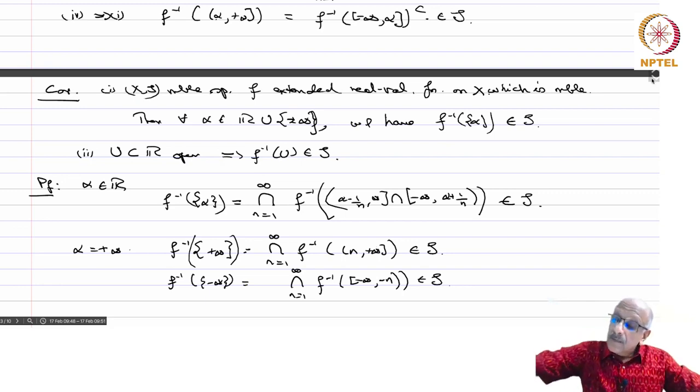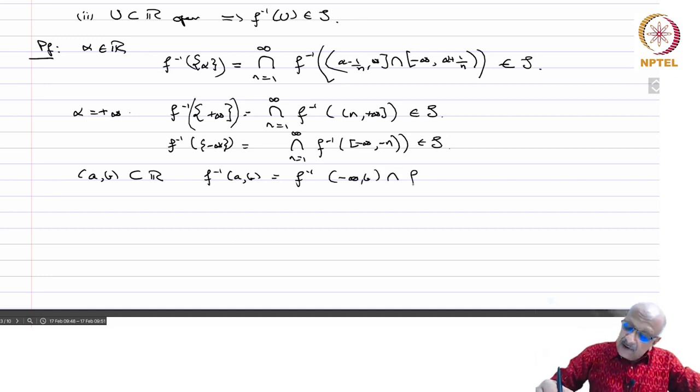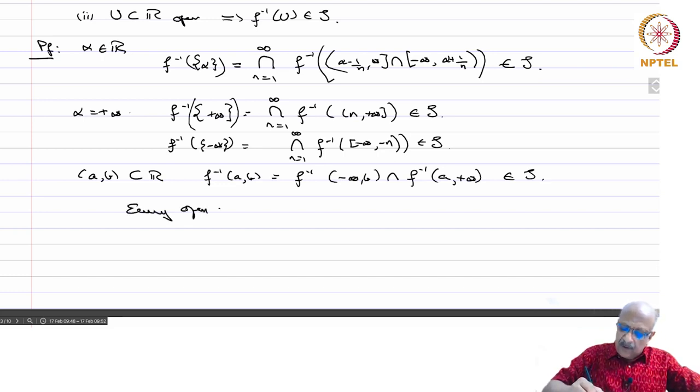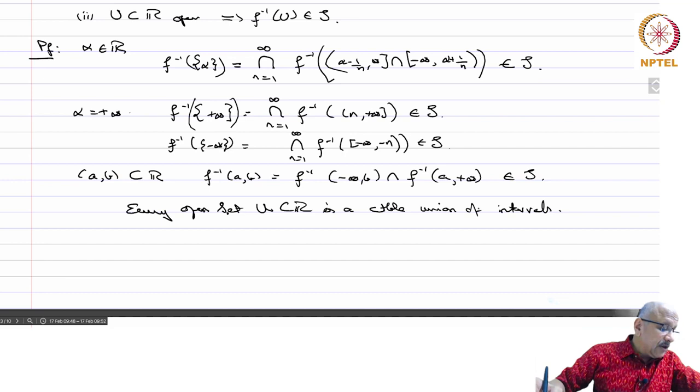Okay, now if (a, b) is contained in R, then f inverse of (a, b) equals f inverse of (minus infinity, b) intersection f inverse of (a, plus infinity), and therefore this belongs to S. Now every open set of R is a countable union of intervals, and therefore this corollary is proved.